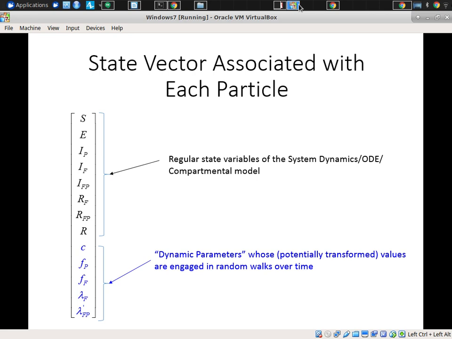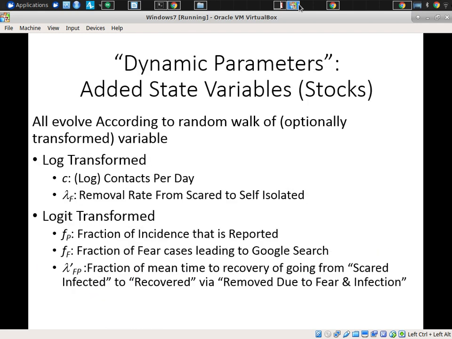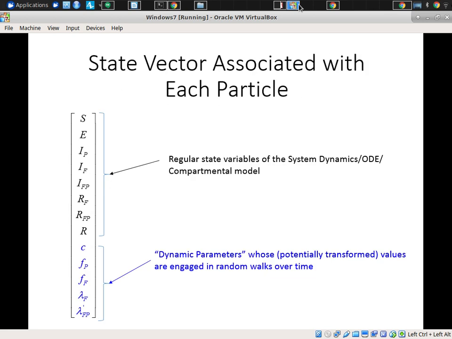So in terms of particle filtering, we were trying to probe using particle filtering, informed by data over time, how many people were in each of these stocks, and to arrive at a distribution over the value of these dynamic parameters as well. As a consequence, for the particle filtering involved, we had state vectors associated with each particle. Each particle had a view of the world, a hypothesis about what's going on in the world that included all the states of that model and values for each of these dynamic parameters.